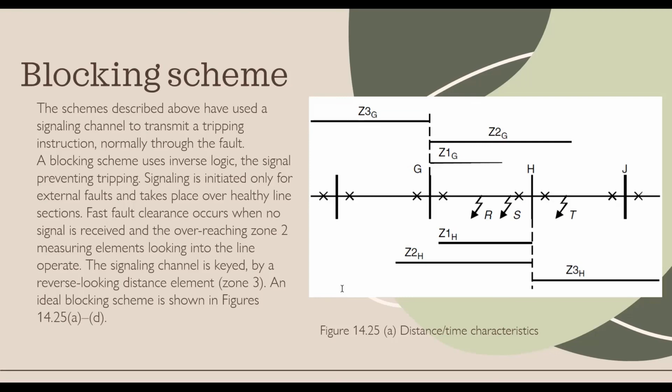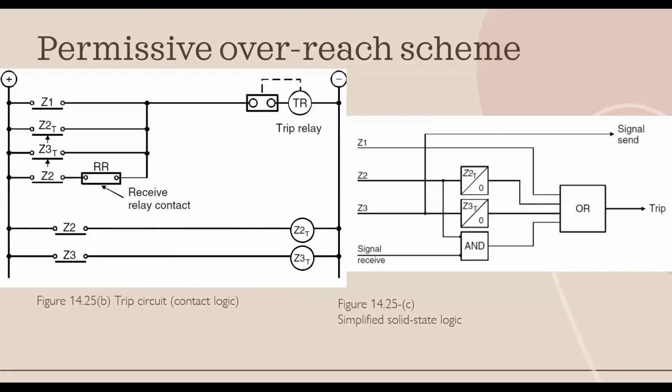Fast fault clearance occurs when no signal is received and the overreaching measuring elements looking into the line operate. The signaling channel is keyed by a reverse looking distance element at zone 3. An ideal blocking scheme is shown in this figure right here.